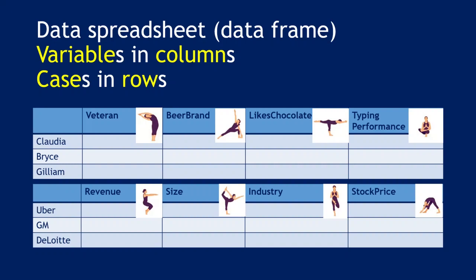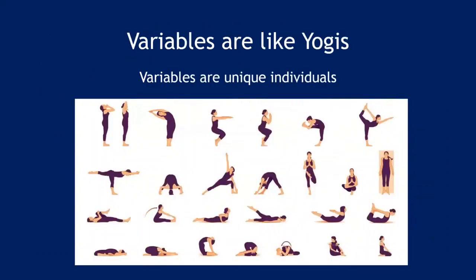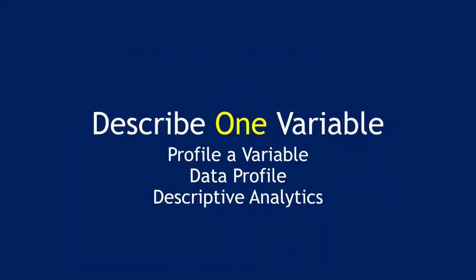So when we describe a variable, it's like how we describe a yogi. We describe their pose, their shape, and whether it's symmetrical or not. So we'll do the same thing with variables. You will see there are lots and lots of different shapes, and we'll have to come up with a scientific and a consistent way to describe the differences among these yogis.